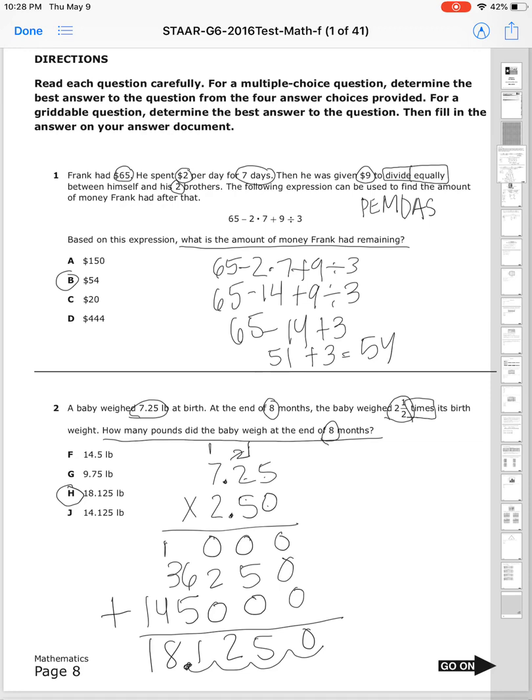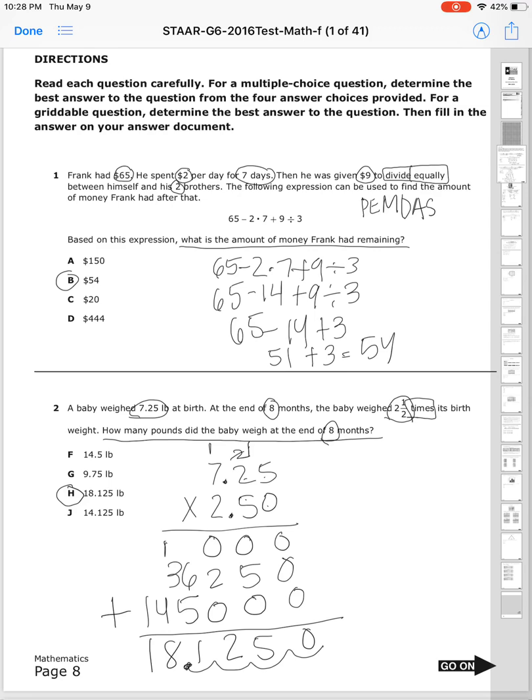So number 2, we had to figure out how many pounds the baby weighed at the end of 8 months. If we know that the baby weighed 2.5 times its birth weight, and its birth weight was 7.25 pounds, I just need to multiply. But remember, I cannot multiply a fraction with a decimal, so I have to make sure that I turn that fraction into a decimal before I can multiply it.